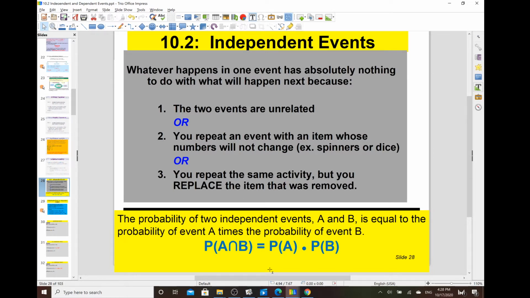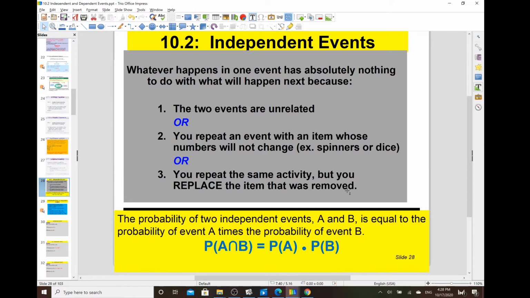Whatever happens in one event has absolutely nothing to do with what will happen to the next. That means the two events are unrelated, or you repeat an event with an item whose number will not change, like spinners or dice, or you repeat the same activity but you replace the item that was removed.